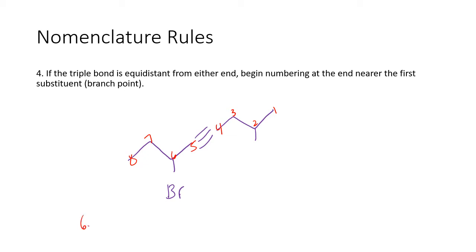So we're going to have 6-bromo, 2-methyl, and then indicate the position of the triple bond, which is at number 4. So 4, and then we have 8 carbons in our parent chain. That's oct, and our suffix is "-yne," octyne. So we have 6-bromo-2-methyl-4-octyne.